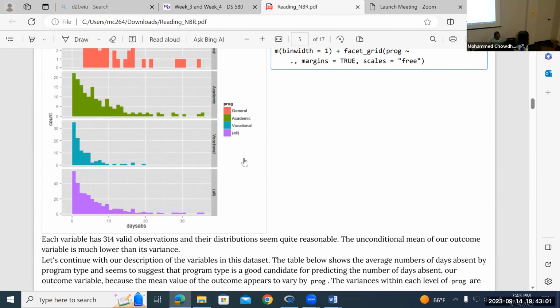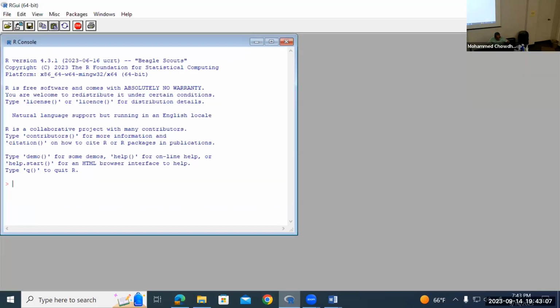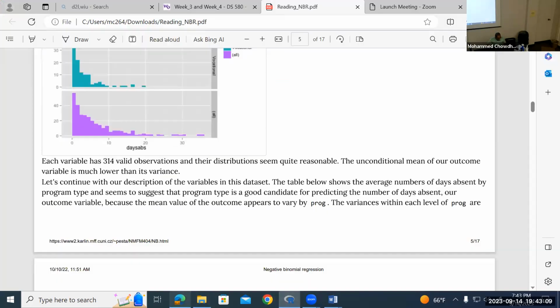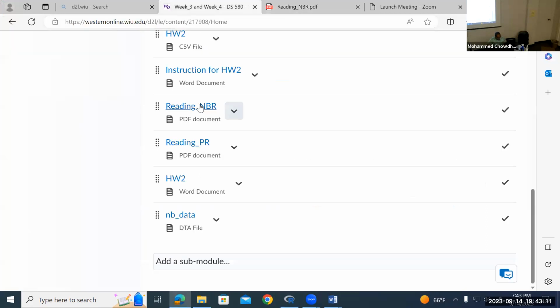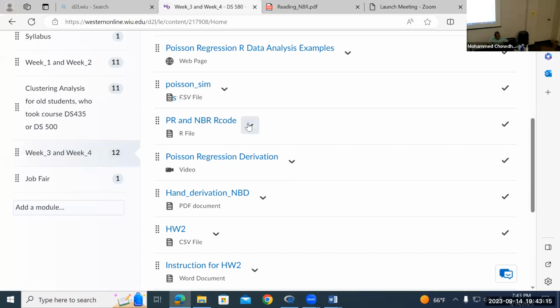Okay, so let's go there. The data has 314 observations. I did not download this. Let me download that one from there. Here is the R code. And if you feel comfortable, you can also do the same thing using Python. Python and R are the only options you can use to do this.